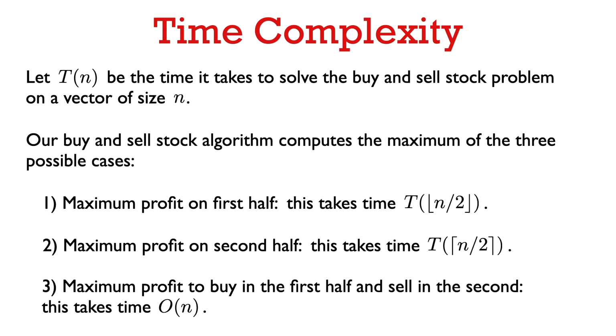So let T(n) be the time it takes to solve the buy and sell stock problem on a vector of size n. Now let's go through our algorithm again and remember that there were three cases. We recursively use the algorithm to solve the problem on the first half of the vector. So this is going to take time T(floor(n/2)). Likewise, we solve the problem on the second half of the vector recursively. So that's going to take time T(ceiling(n/2)). And then in the third case, we computed the minimum value in the first half and the maximum value in the second half, which can be done in time O(n).